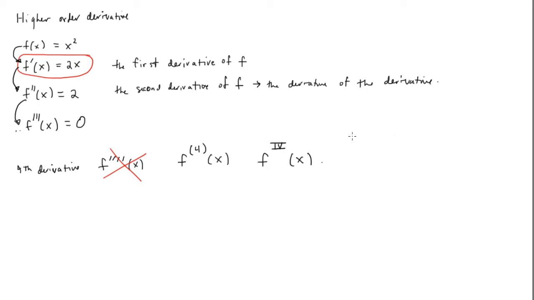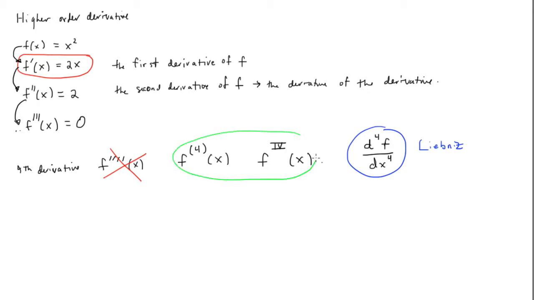Now, one other piece of notation, this has all been Newton-style notation. You could also write this as d to the 4th of f over dx to the 4th. And this symbol right here is the Leibniz notation for the 4th derivative, whereas these two over here are Newtonian style notations. And you'll see both of them in the book, and we'll use both of them periodically in class.